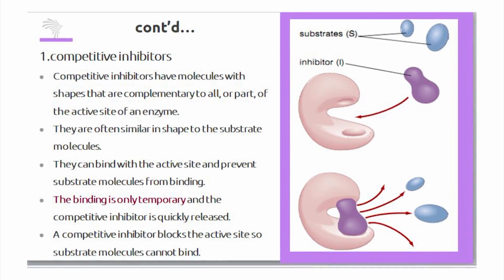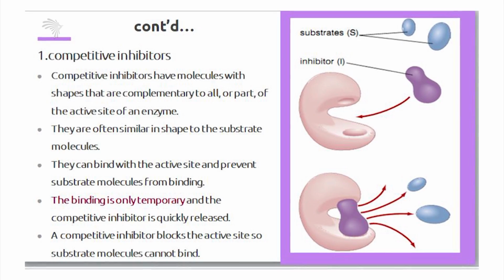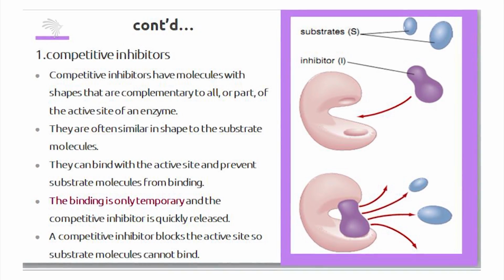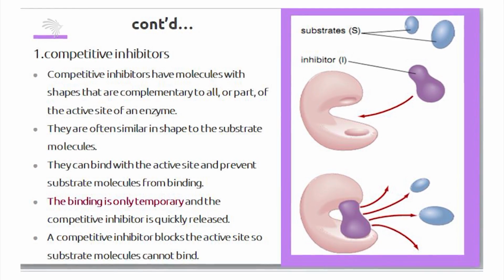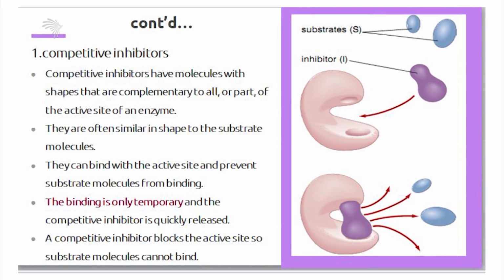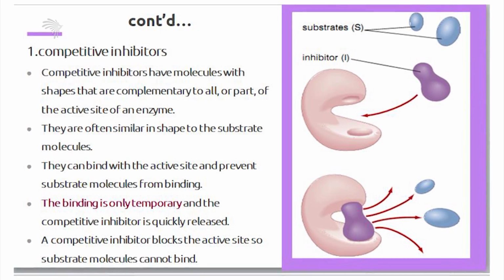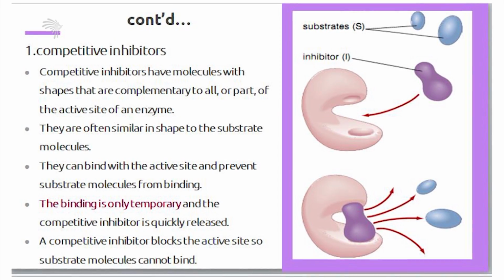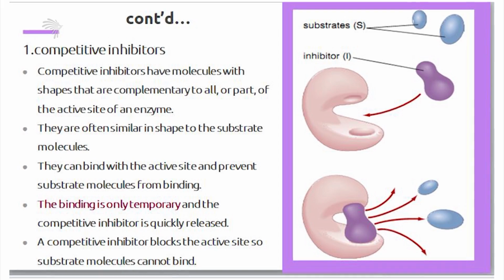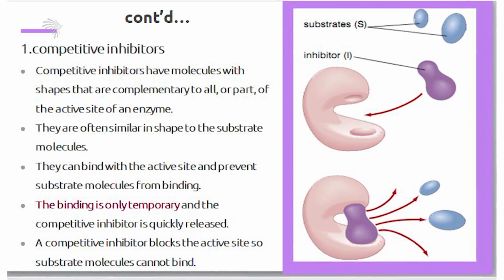They are often similar in shape to the substrate molecules. These are the competitive inhibitors. They can bind with the active site and prevent substrate molecules from binding. The binding is only temporary, and the competitive inhibitor is quickly released. A competitive inhibitor blocks the active site, so the substrate molecule cannot bind.